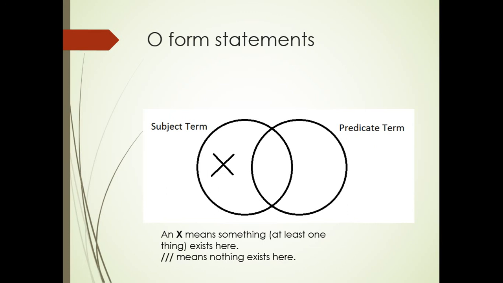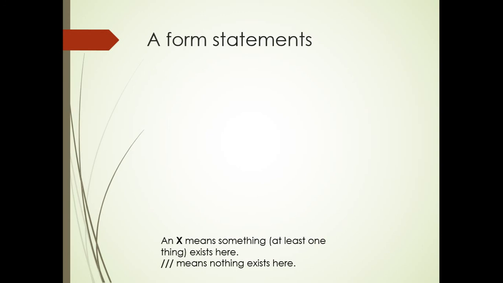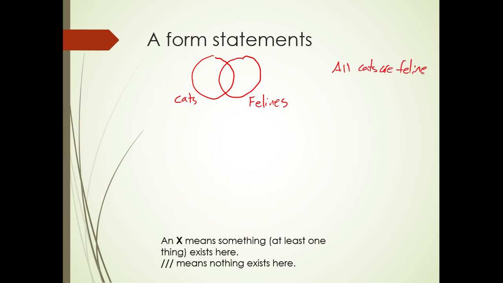And then the final statement we have is the A-form statement. If we say all cats are felines, so space 1 is a cat that's not a feline, space 2 is a cat that is a feline, and space 3 is a feline that's not a cat, so like a puma or a leopard or something.